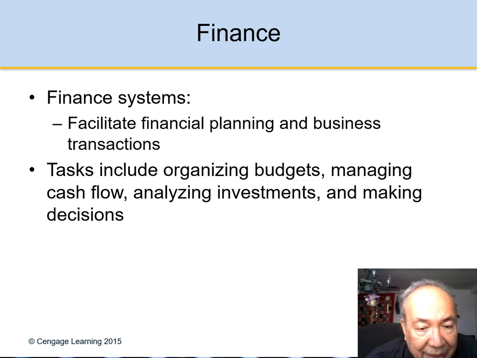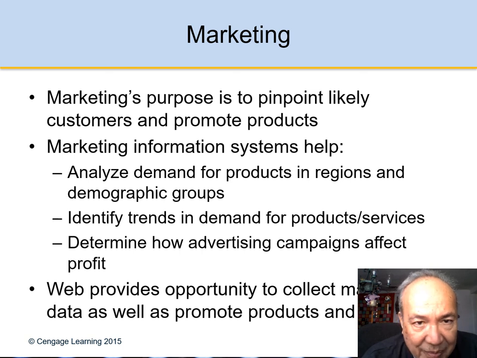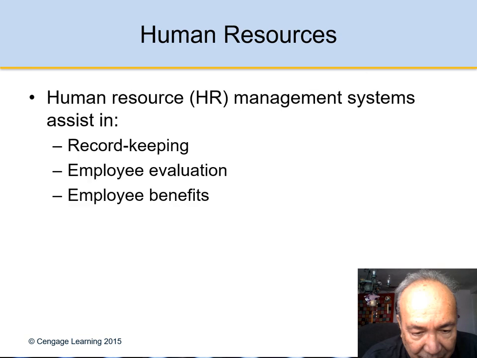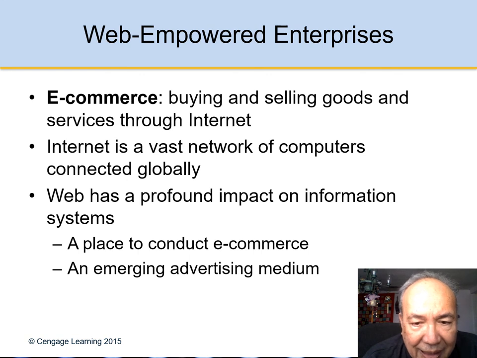And then you have the finance system. Where do I get the money? Where do I borrow the money? How much money do I owe? And all of those things. That's a finance system. Right. Marketing system, where are the customers? Human resource system, what are the benefits of the employees? Record keeping. E-commerce systems. We will be going over this again and again, one by one as we go along the chapters. E-commerce, buying and selling goods and services through the internet. This is how Amazon became the richest man in the world, the owner of Amazon, Jeff Bezos.